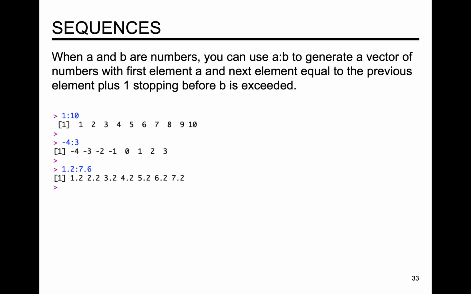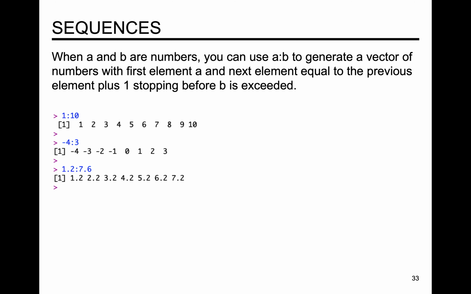Let's look at some examples. In the first example, I typed 1:10. So this is going to create a vector of numbers where the first element starts at 1, and then we'll keep adding 1 and stopping before 10 is exceeded. So we just get back 1, 2, 3, 4, 5, 6, 7, 8, 9, 10.